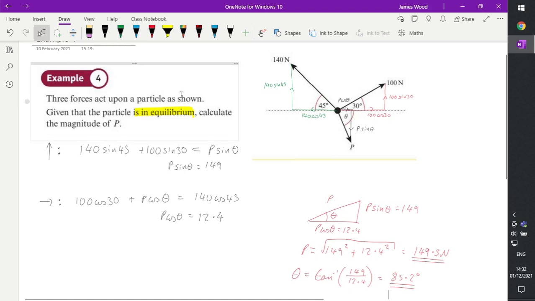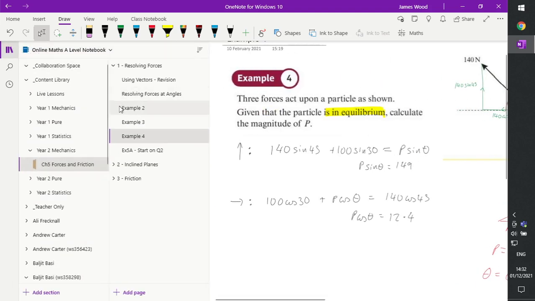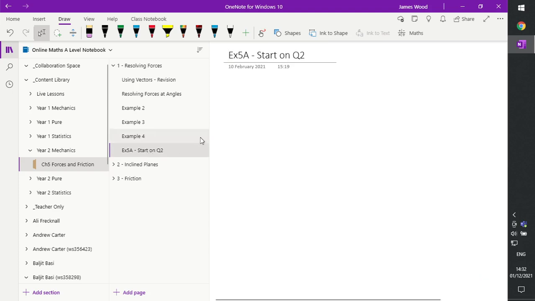So the overall strategy in any of these questions is resolve any forces at angles into their two components, and then consider all of your forces horizontally and consider all of your forces vertically, taking into consideration their direction. So you should be able to have a go at exercise 5A now to practice this.